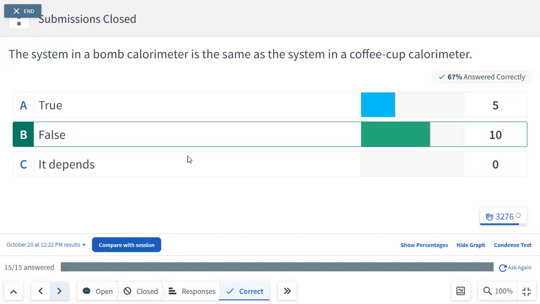Now, why is it false? Well, conditions. The coffee cup calorimeter is measured at constant pressure. The bomb calorimeter is measured at constant volume. That difference in condition speaks a lot to the system that we are measuring. So even if we did the same reaction in both calorimeters, the system would still not be the same because our fixed variables are not the same in each calorimeter. And so we would be measuring something differently in each one.